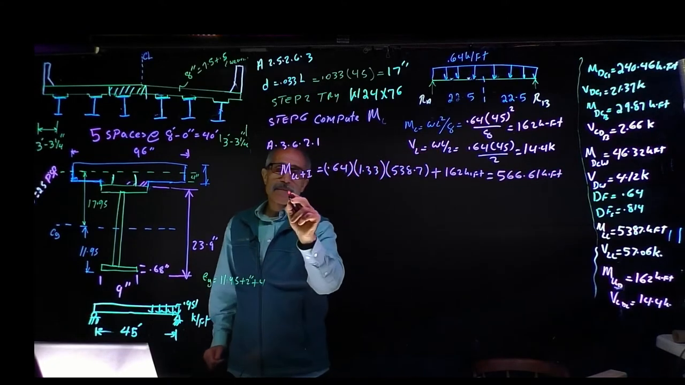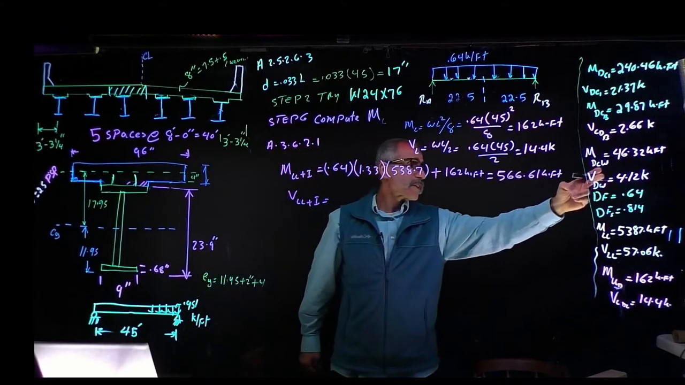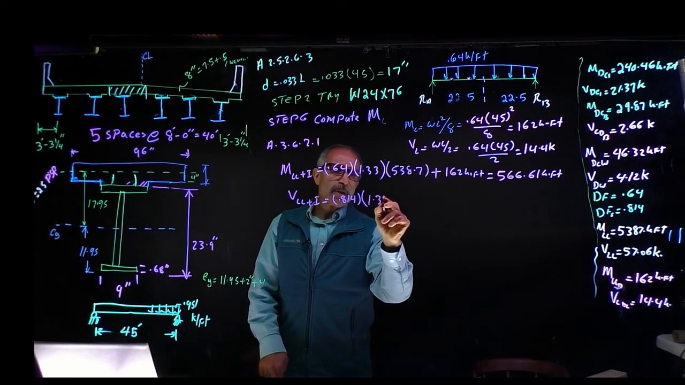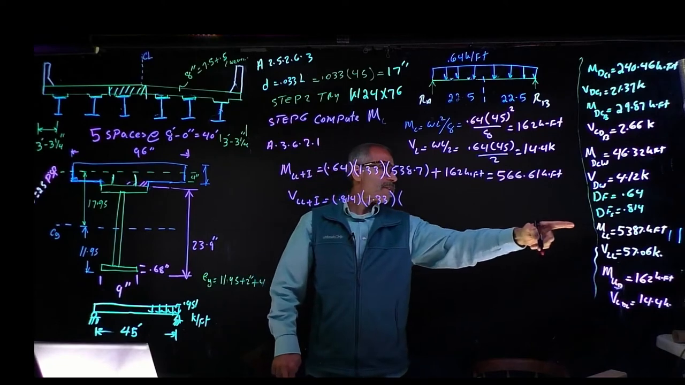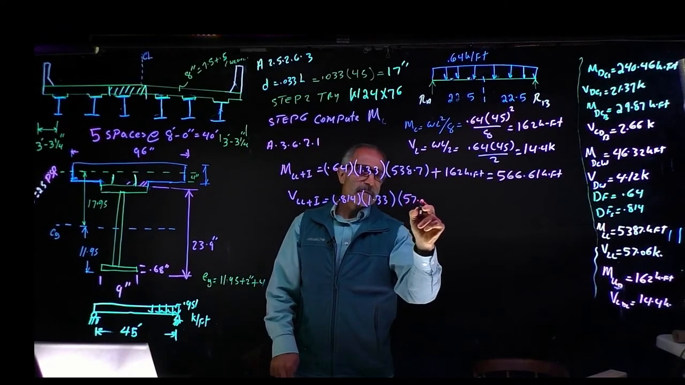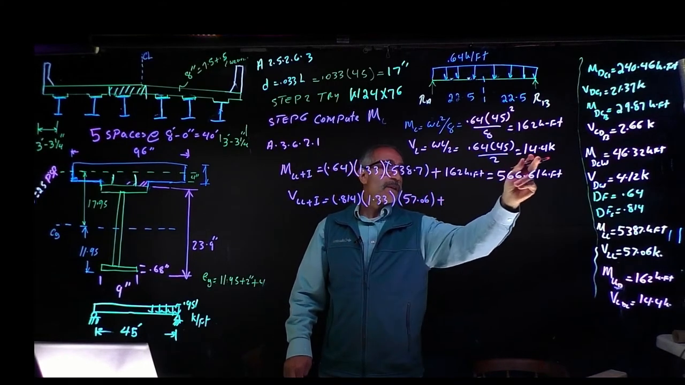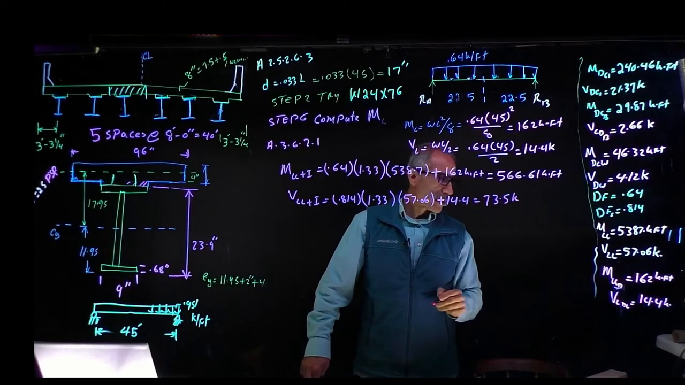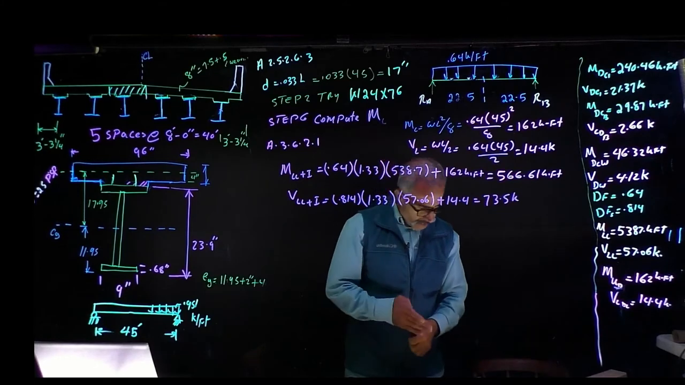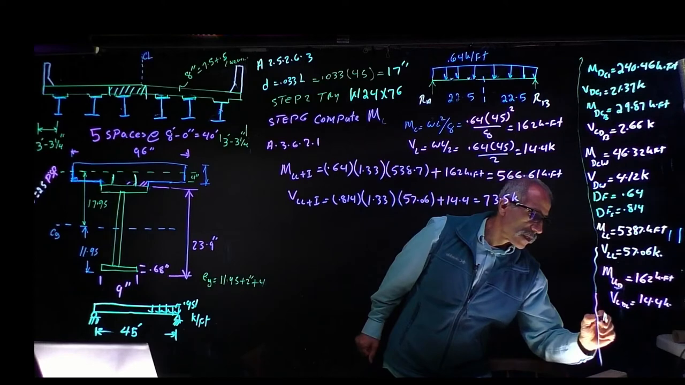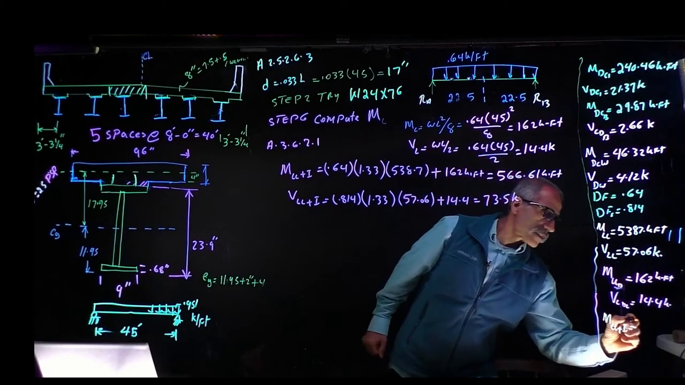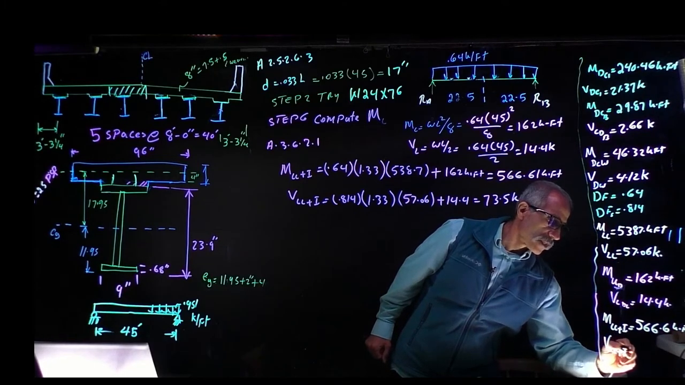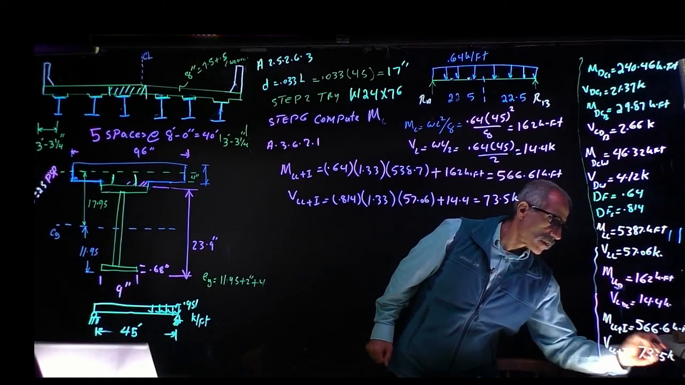I need that number. And then I have the VLL plus I, and the distribution factor came up 0.814, times 1.33 times 57.06, and then plus 14.4 kips. That comes out to 73.5 kip. So down here, let me use a different color. MLL plus I comes out to 566.6 kip foot, and VLL plus I comes out to 73.5 kip. We need those numbers later on.